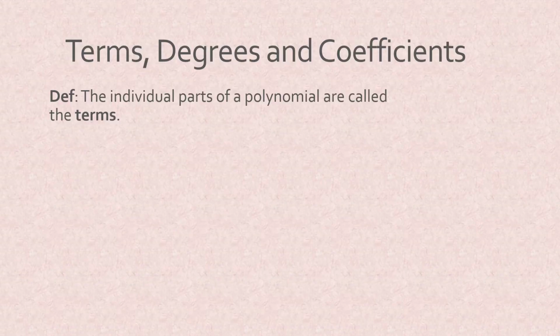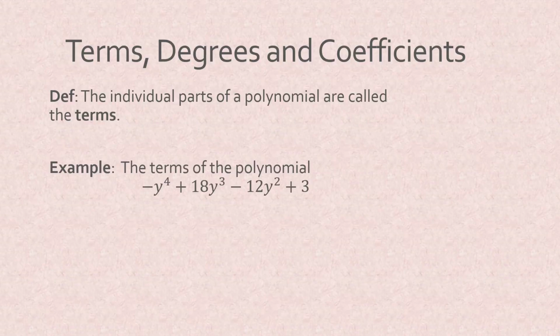So let's define what it means to be a term. The individual parts of a polynomial are what we call the terms. For example, in the polynomial negative y to the fourth plus 18y cubed minus 12y squared plus 3, the terms of the polynomial are negative y to the fourth, the 18y cubed, then negative 12y squared, and then what's called the constant term, which is a 3.